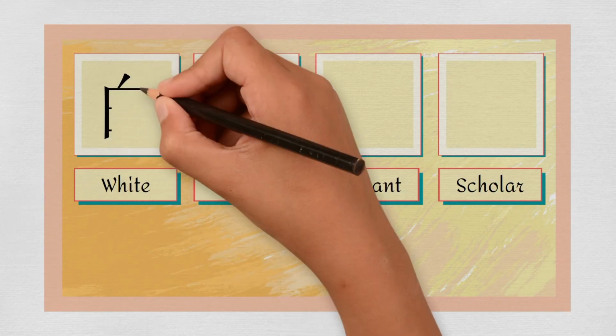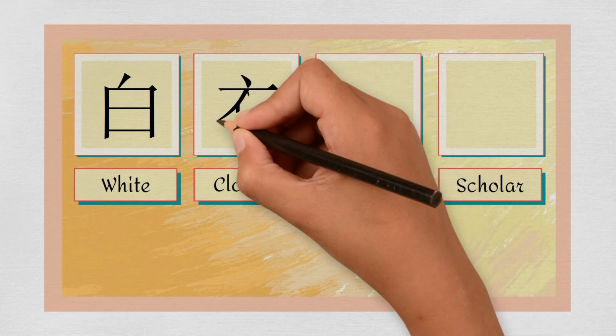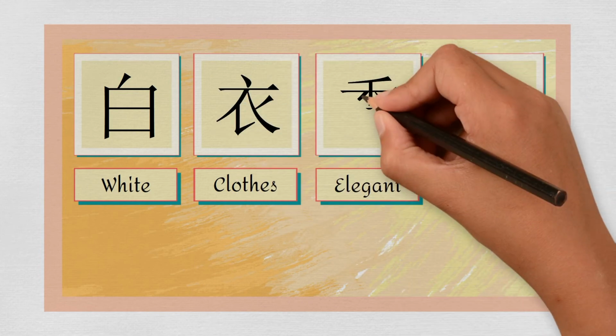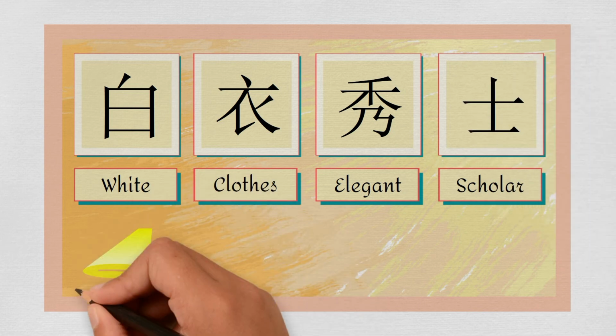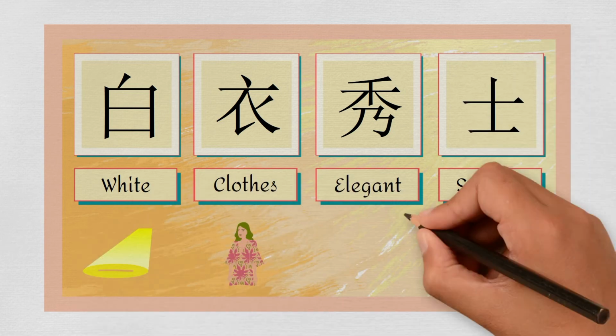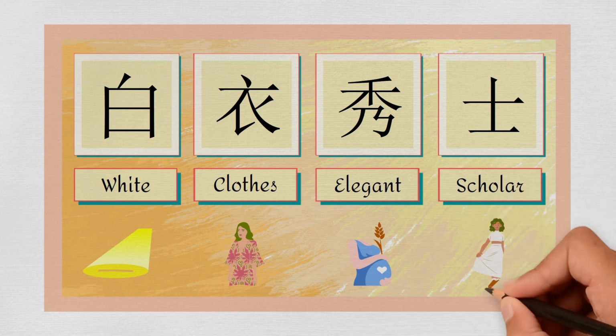Let's compare the regular Chinese characters now. The first character is white. The second character is clothes. The third character is elegant. The fourth character is the scholar. The ancient Chinese considered that the wheat bearing ears and women bearing a child are elegant.